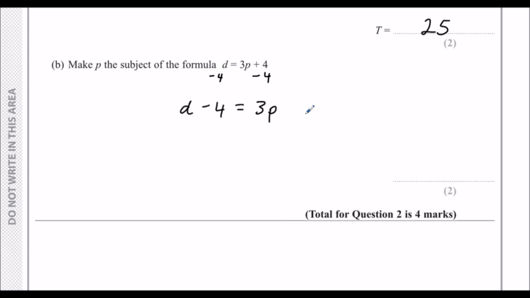Now to get P by itself, at the moment it's multiplied by 3. We do the opposite of multiplying by 3, which is dividing by 3. So divide both sides by 3. We get P is equal to D minus 4 over 3. And that is our answer.